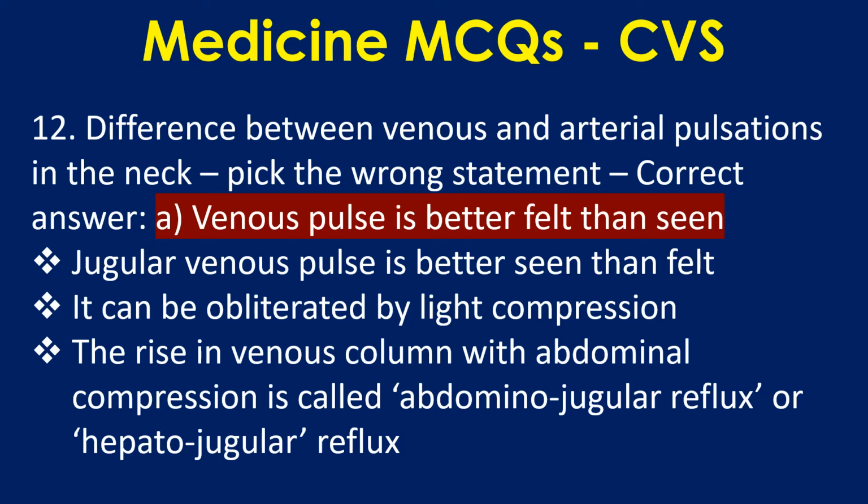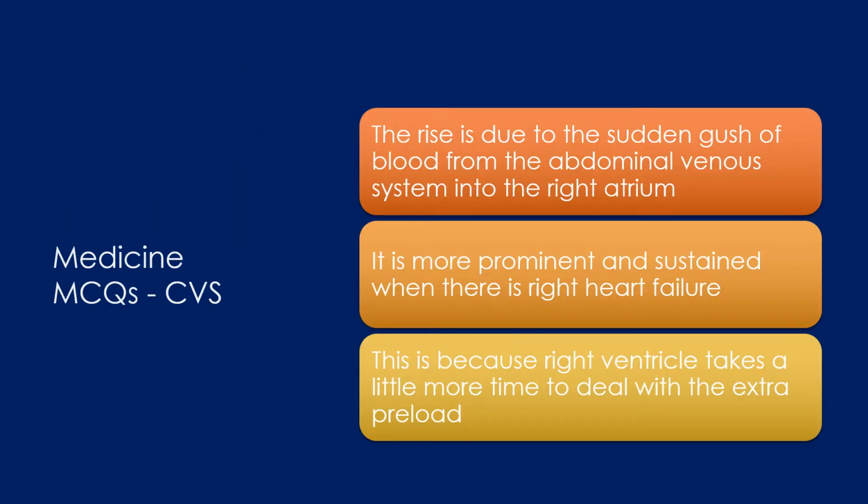The rise in venous column with abdominal compression is called abdominojugular reflux or hepatojugular reflux. The rise is due to the sudden gush of blood from the abdominal venous system into the right atrium. It is more prominent and sustained when there is right heart failure. This is because the right ventricle takes a little more time to deal with the extra preload.